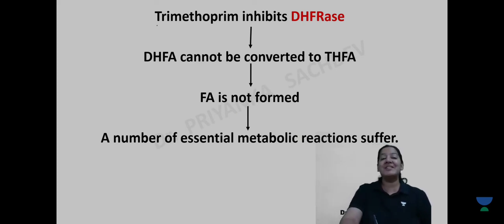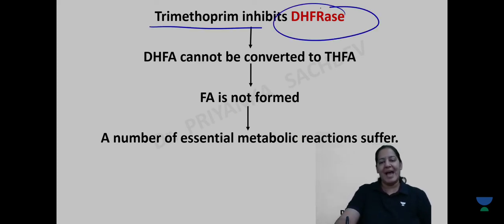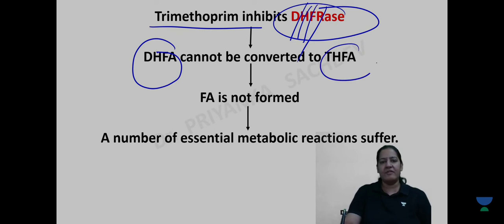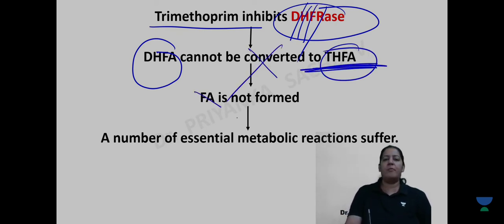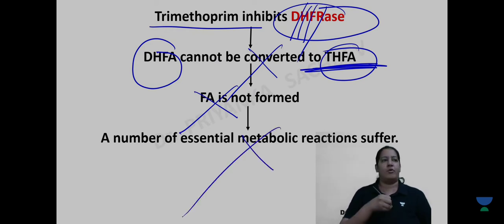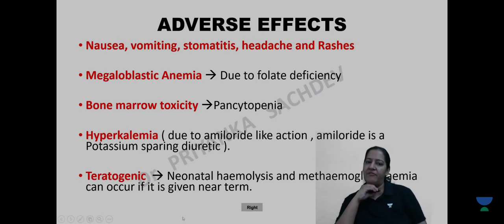So what is the mechanism of action? Say: trimethoprim inhibits the enzyme dihydrofolate reductase, DHFR. So dihydrofolic acid cannot be converted to tetrahydrofolic acid. If tetrahydrofolic acid is not formed, folic acid is not formed, and DNA will not form. So that is the mechanism of action.